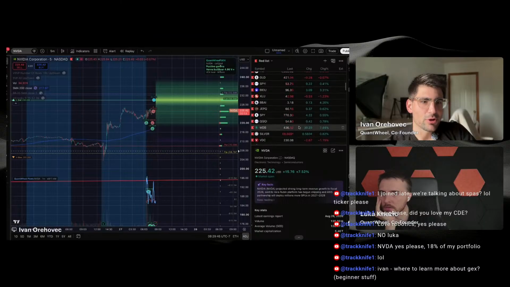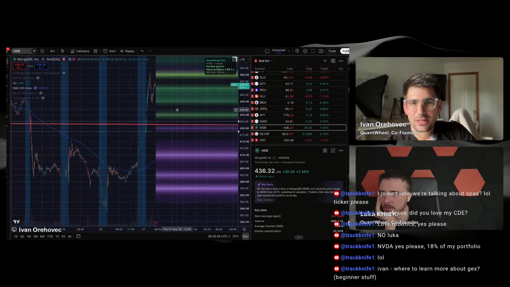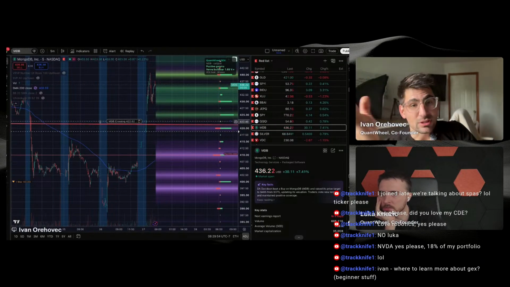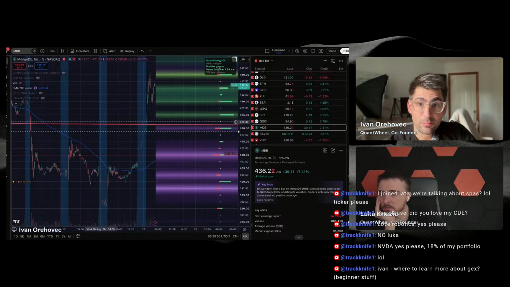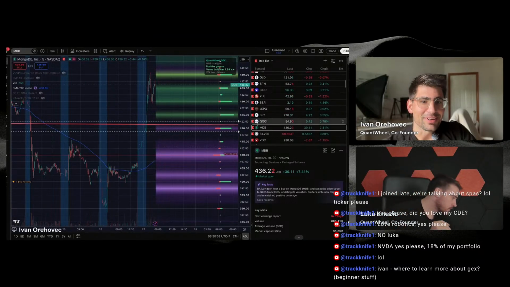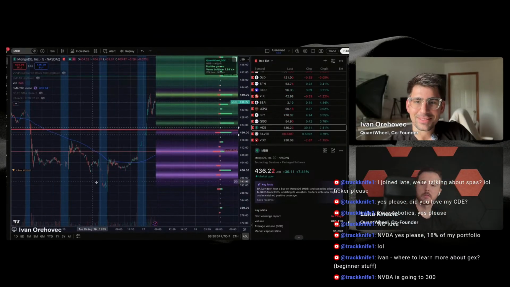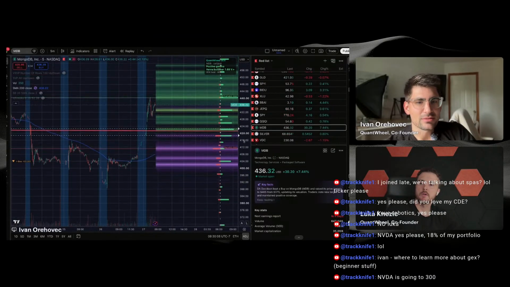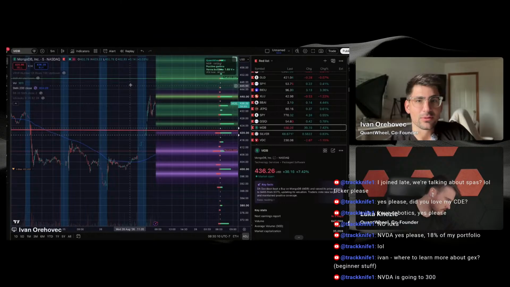What else do we have? MongoDB. Okay. I also had an alert here, and you probably saw it in my trading alerts. Put credit spread on 420, 415, based on vanna and based on GEX. It did dip below that level, but then it recovered today as well. So this was a nice trade.